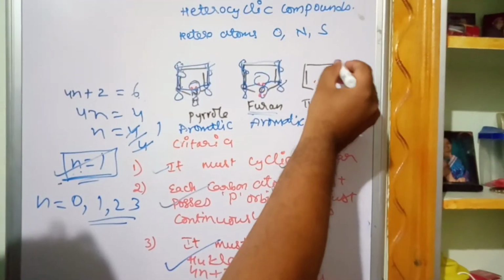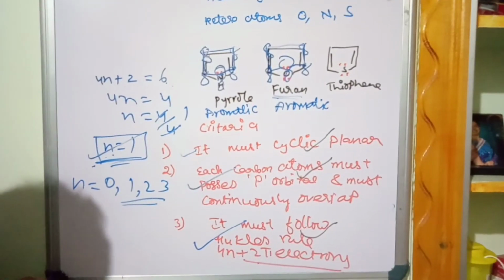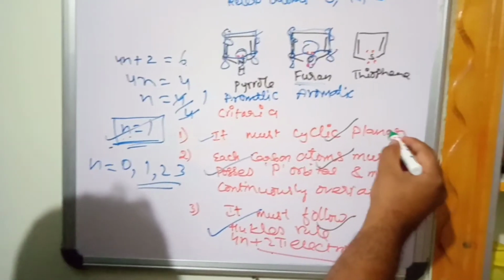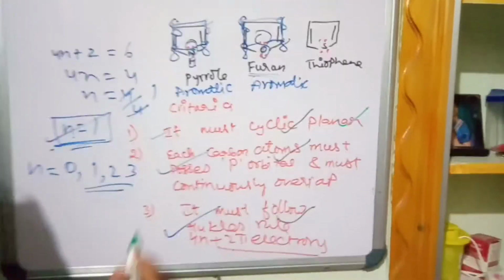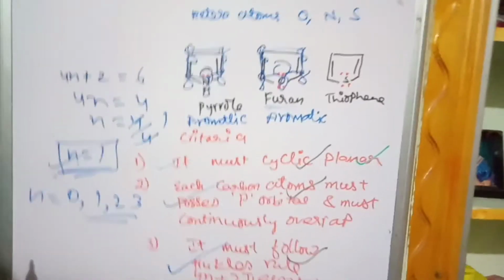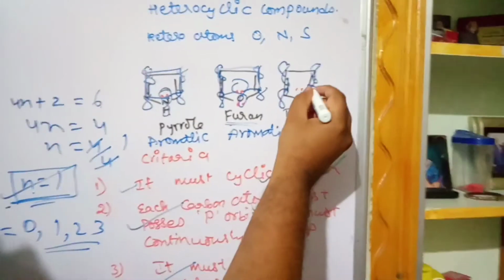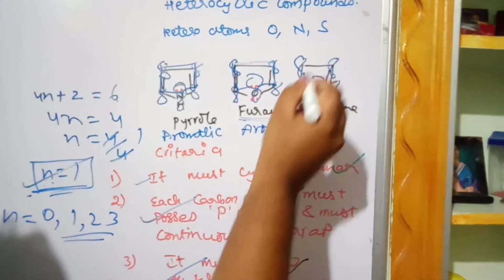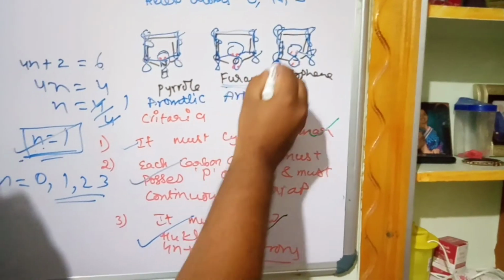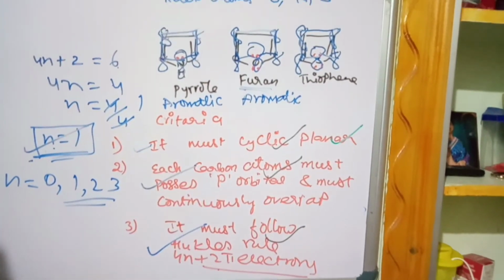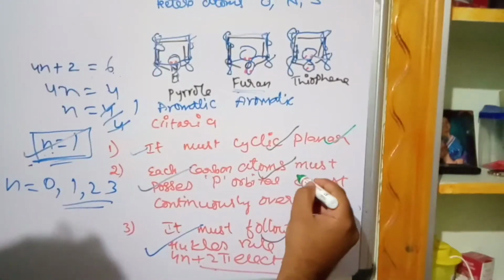Here also it is cyclic and planar. I will denote it with green color. So the first criterion holds good. What is the second criterion? Each atom, not only carbon, must overlap each other. So each lone pair and p-electron overlaps continuously. Hence the p orbitals continuously overlap.